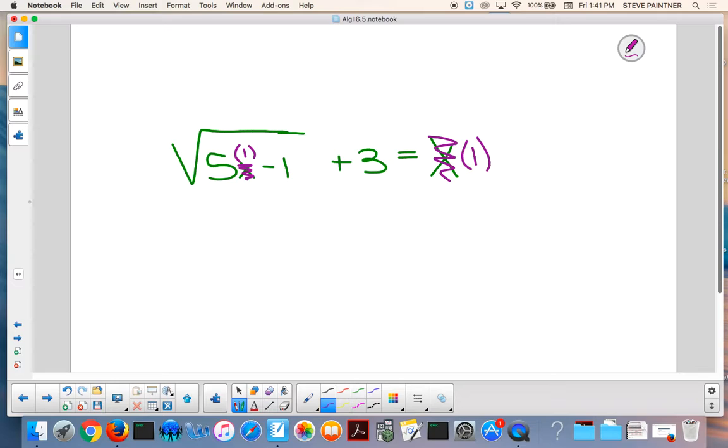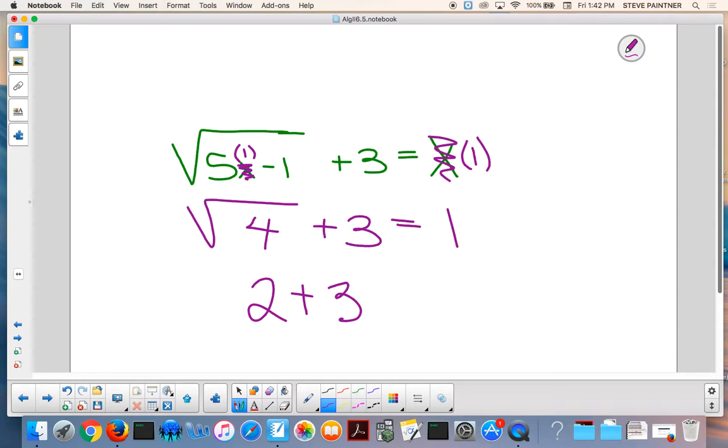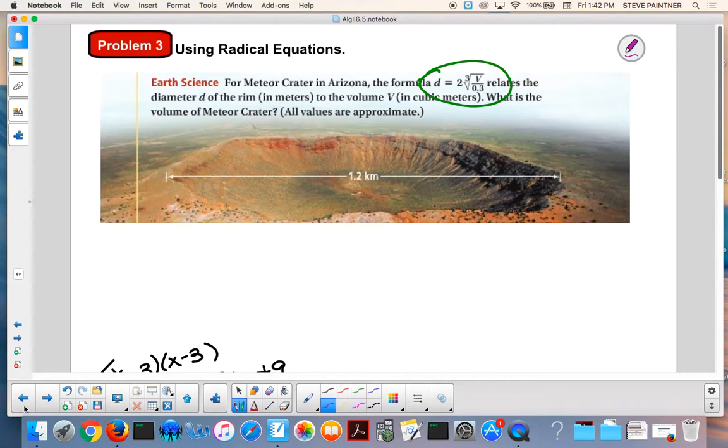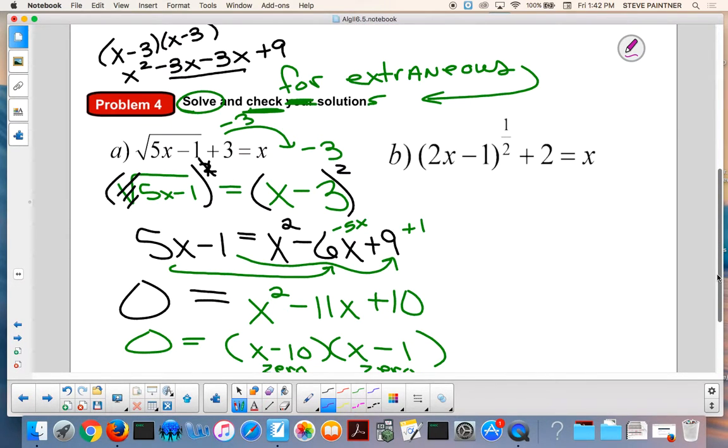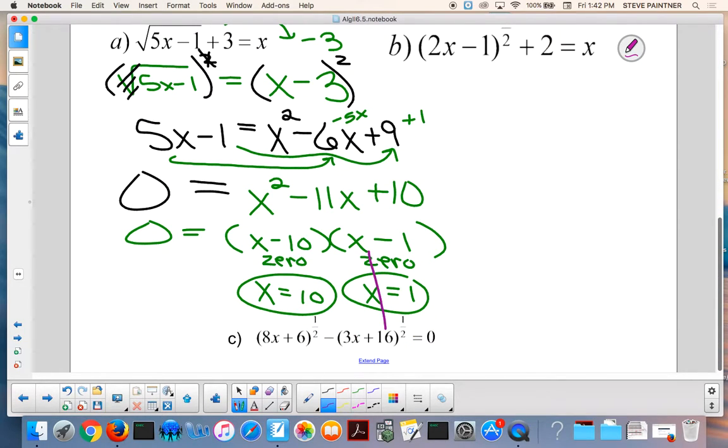What's 5 times 1? 5. 5 minus 1 is 4. What's the square root of 4? 2. What's 2 plus 3? 5. Nah, 1 didn't work. 1 doesn't work. So go back and cross out 1. Okay? Cross it out. Doesn't work. Do the next one. Again, you better check your answers, okay? Thank you, Skylar.